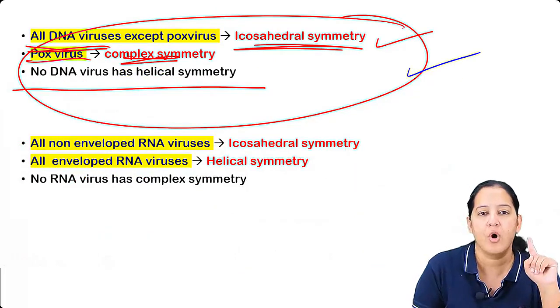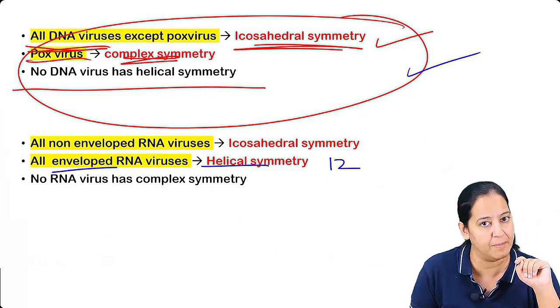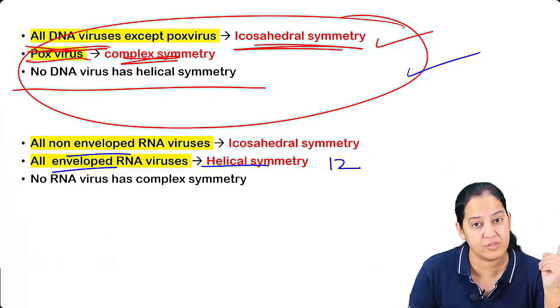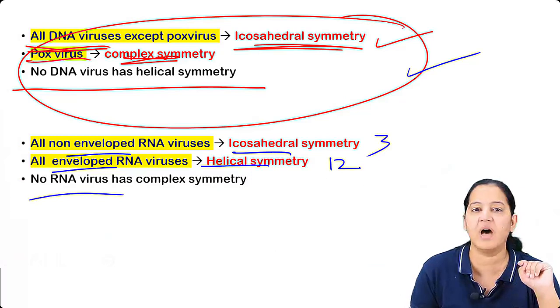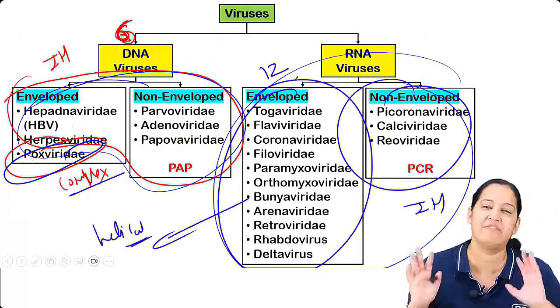Got my point? All enveloped are helical. They are 12 in number. All naked are icosahedral. They are 3 in number. And none of the RNA is complex. Say yes, people. I tried very hard to explain.